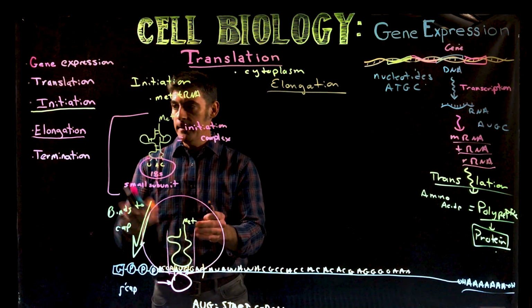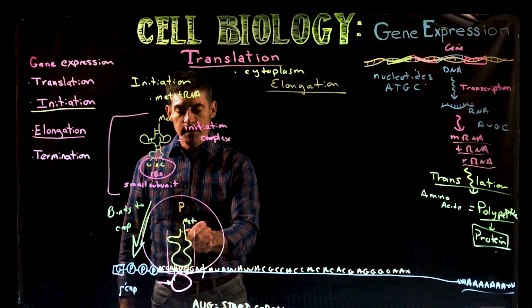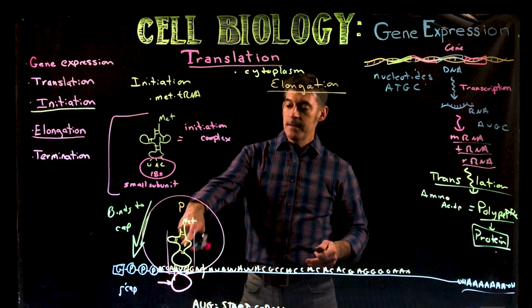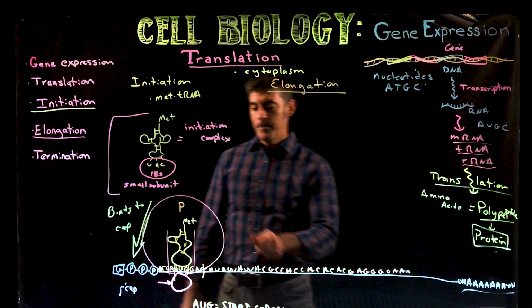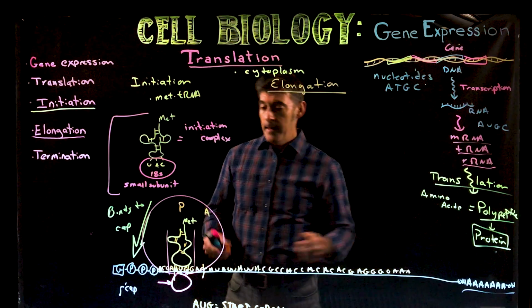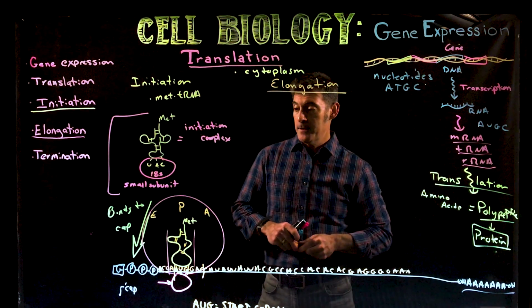But what we have currently at the beginning of elongation is the transfer RNA with methionine. So remember, there's stems and loops. It's in the P site. The A site is empty. There's nothing there. And then we have the E site also, which is empty. So there's 3 binding sites.